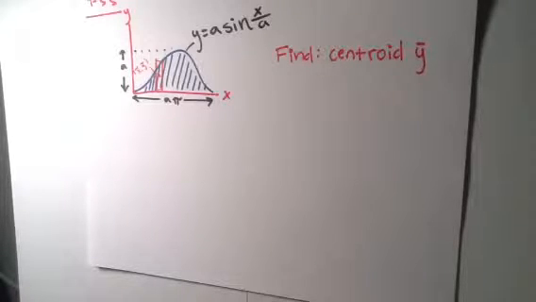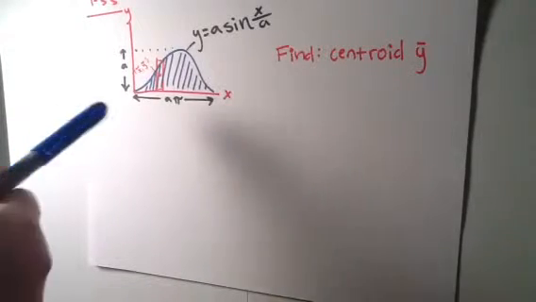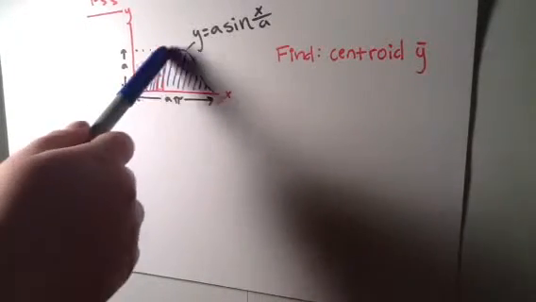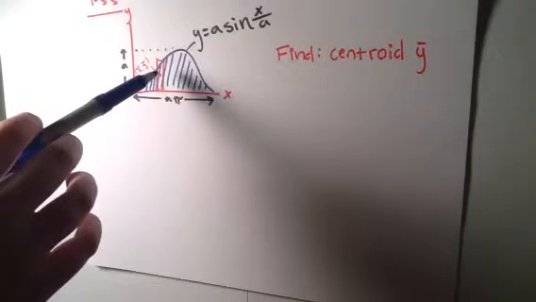Okay, I'll be working problem 933 from the book, and this problem is asking to find the centroid y bar, or the distance in the y direction from the origin to the centroid. So I have the graph drawn, and this is the area given. It's like a parabola. And then our centroid is right about here.